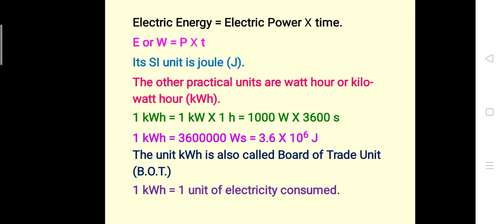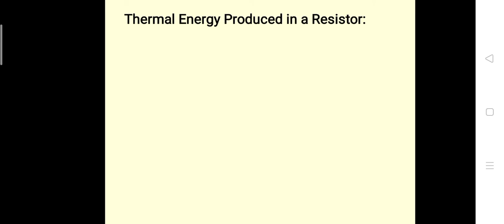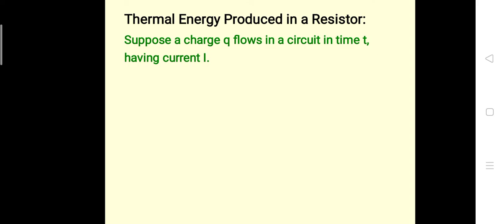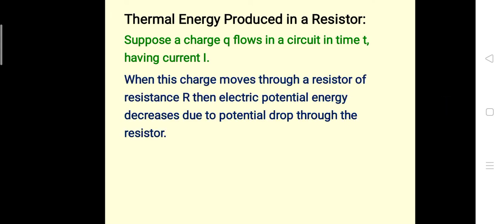Thermal energy produced in a resistor. Suppose a charge Q flows in a circuit in time t having current I. There is an electric circuit and current is flowing through that circuit. In time t, charge Q flows through the circuit. When this charge moves through a resistor of resistance R, then electric potential energy decreases due to potential drop across the resistor. When current flows through a resistor, potential is dropped. Due to that potential drop, electric potential energy will decrease.